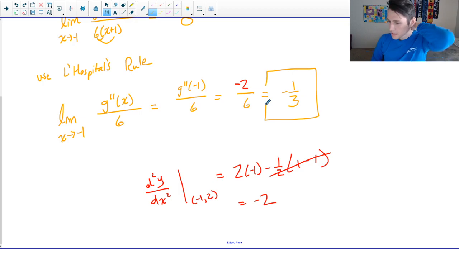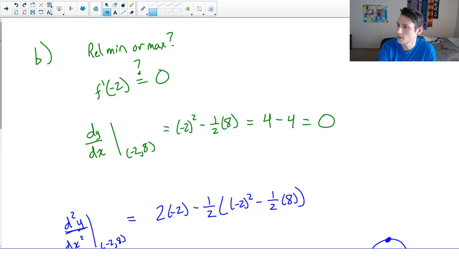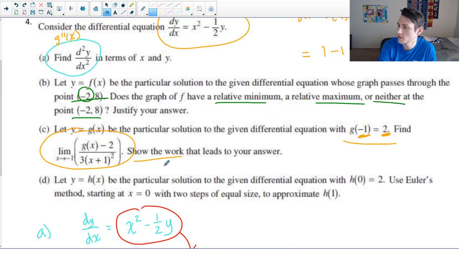So a lot of just keeping track of the correct equations in this one, and recognizing, you know, when it says g prime, well, that's really just asking me for dy dx, or g double prime, that's just the second derivative that we calculated from part A. And I don't think it was just the limit. I don't think we needed any kind of more justification. Yeah, it just says show the work. So we showed the work. We're good.